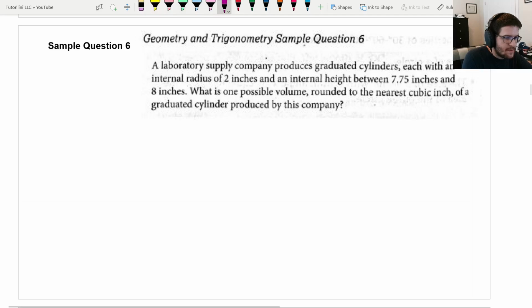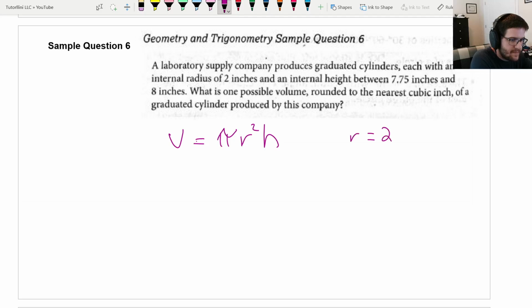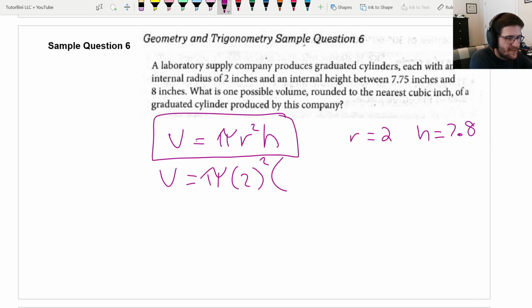Okay, so we want to find the volume of a cylinder. This is on the reference sheet. Its volume equals pi r squared times the height. It says the radius is 2 inches. And the height is anywhere between 7.75 and 8. So why don't we do 7.8? I don't know. And we just put this in here, 2 squared. So this equation is important, but you don't need to memorize it because it's on the reference sheet, so don't worry about it.